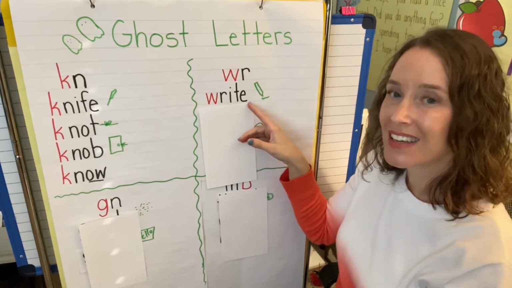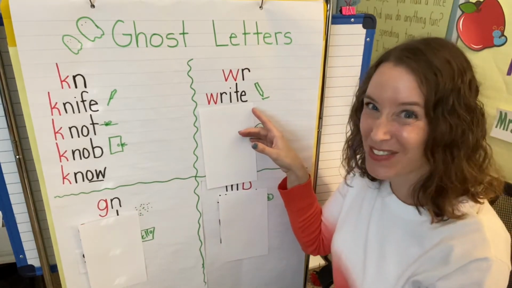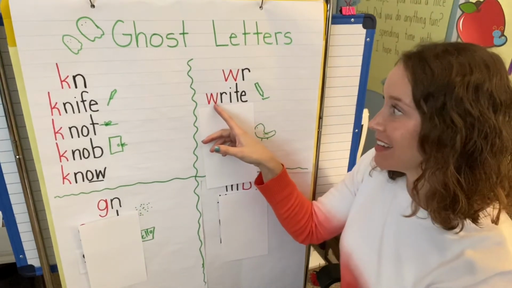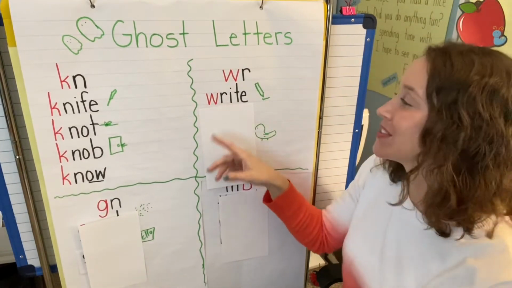Right. Oh, old sight word, right? We read this a lot. Remember that W is quiet. The R goes right along. So that's our ghost letter.